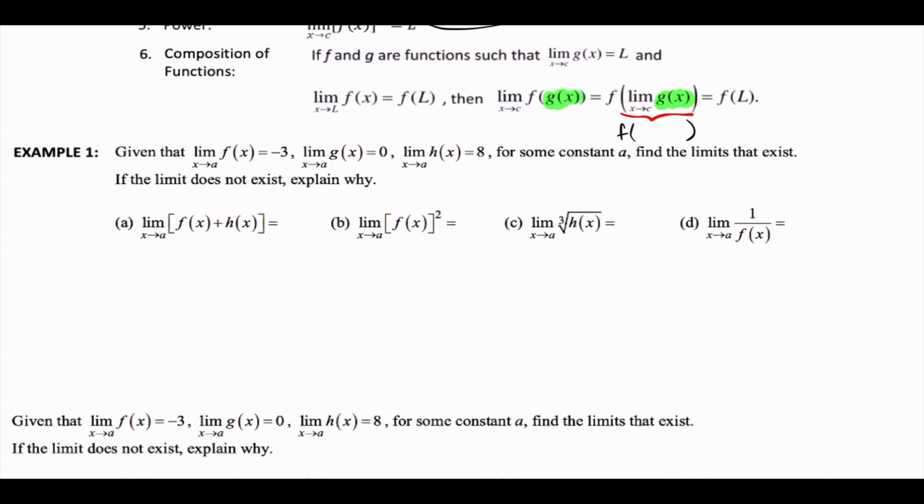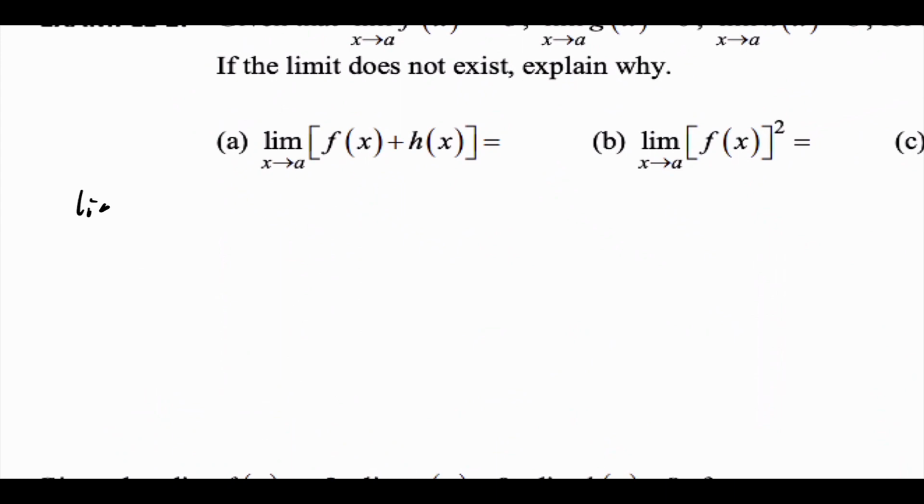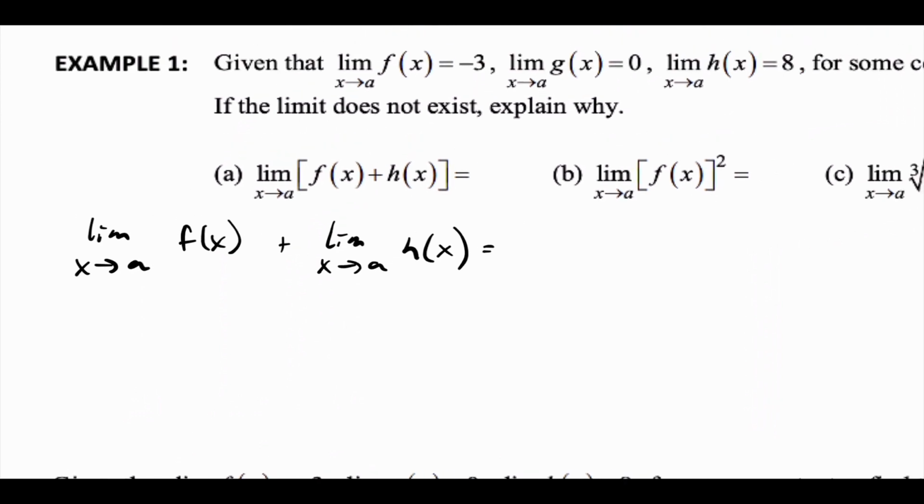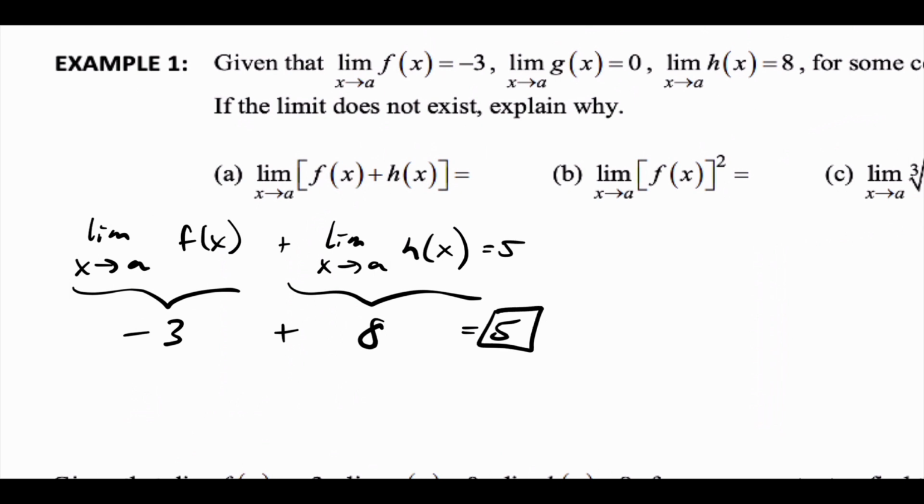So I'm going to find the limit as x approaches a for f of x. And then I'm going to find the limit as x approaches a for h of x. I'm going to split them up just like that. Well, I don't even have to figure those out. They told me the answers, right? This is -3, sorry. And this is 8. So your answer is 5. Okay.